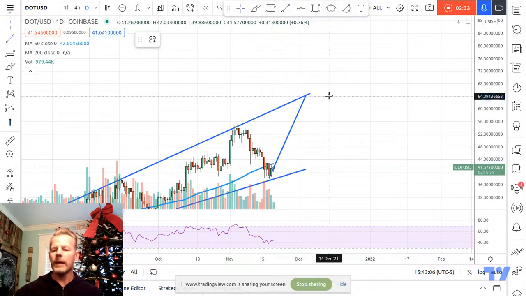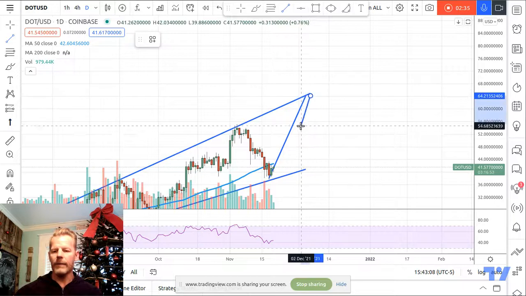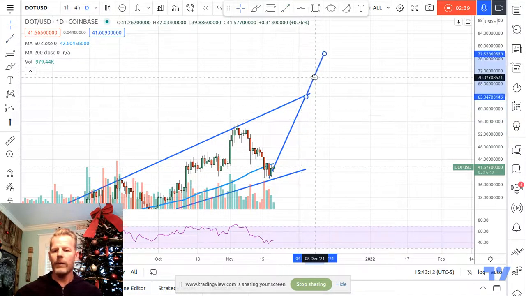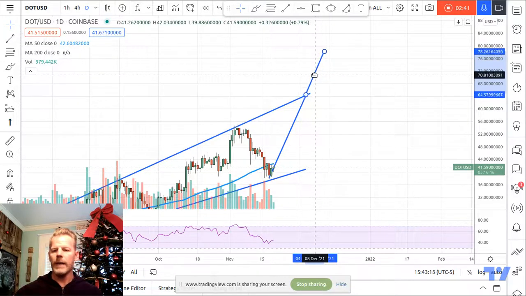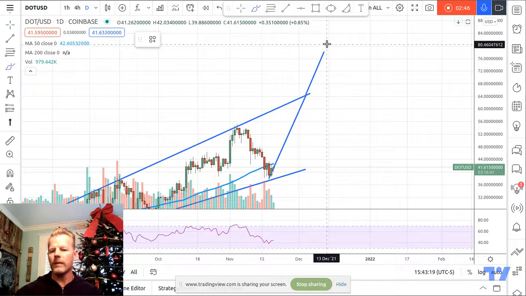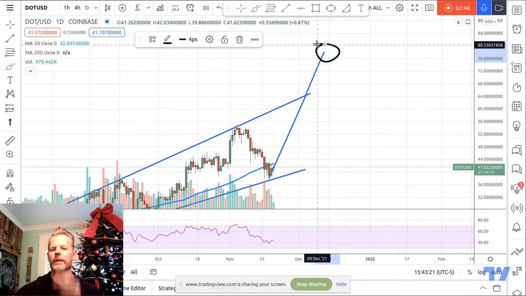All right. Then you really want to cut that trend line in half. All right. So we're going to estimate here. We're going to say we break out right here. If that was the case, our target up in this case would be somewhere around $78 to $80 would be a good conservative target.